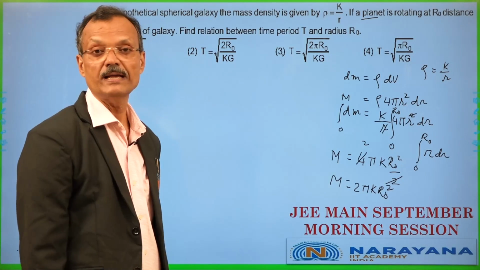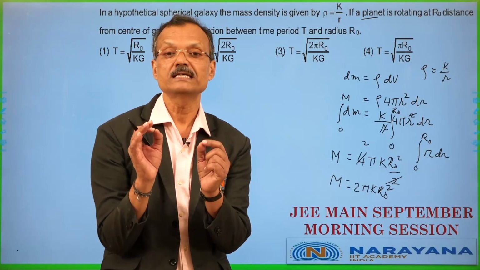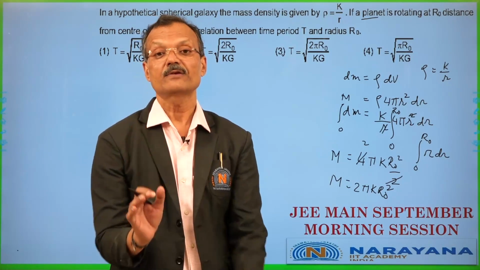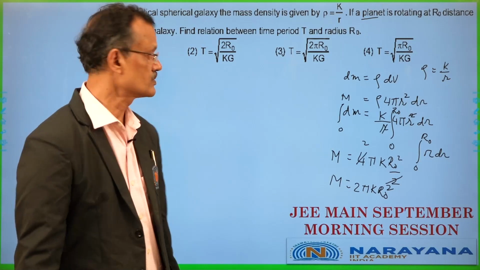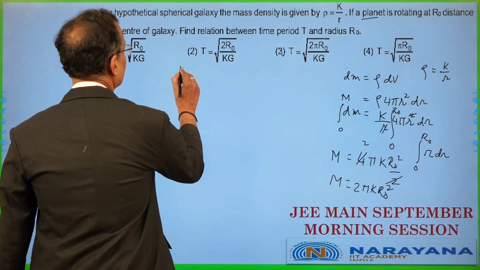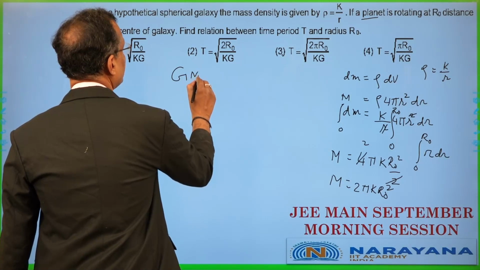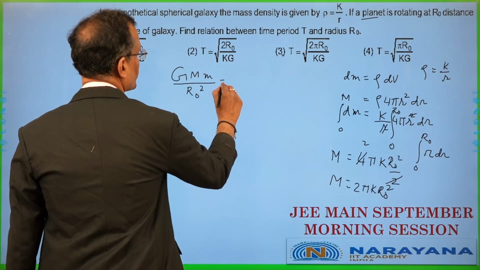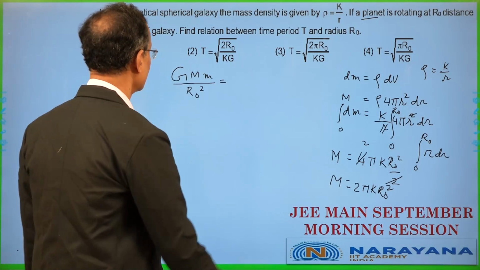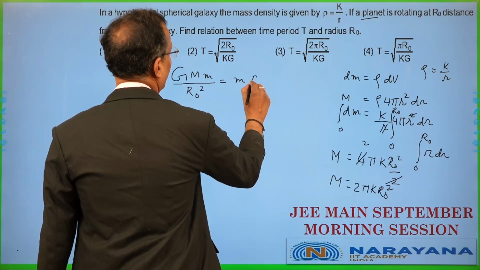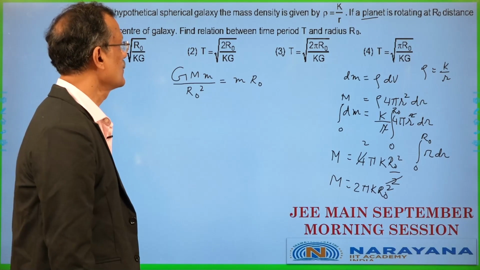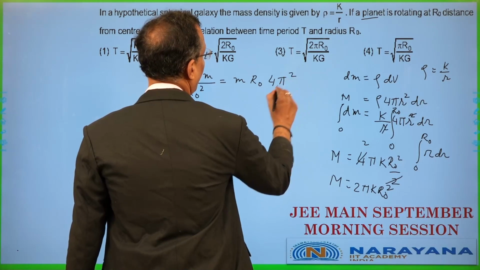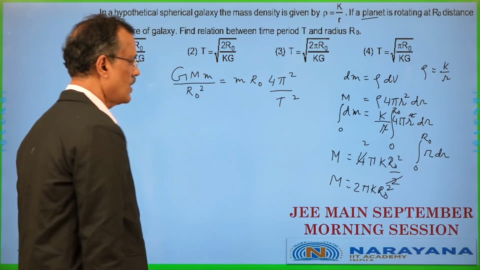Now they are asking you time period. So whatever is the gravitational force acting between that star and the galaxy, that will be providing necessary centripetal force. So I will have G, M, suppose mass of a star is M, R naught squared, you will have to take centripetal force. So M, R naught, omega squared. They are asking you time period. So 4 pi squared by T squared.